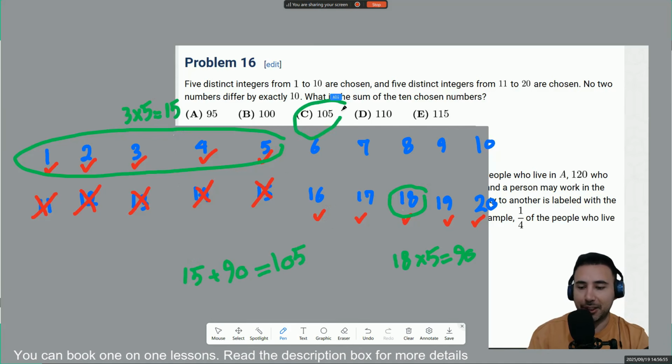And the extra question that I leave for homework is to think about why it doesn't matter what 5 numbers you choose on the first row and what 5 numbers you choose from the second row. The sum will always be 105. Why is that?